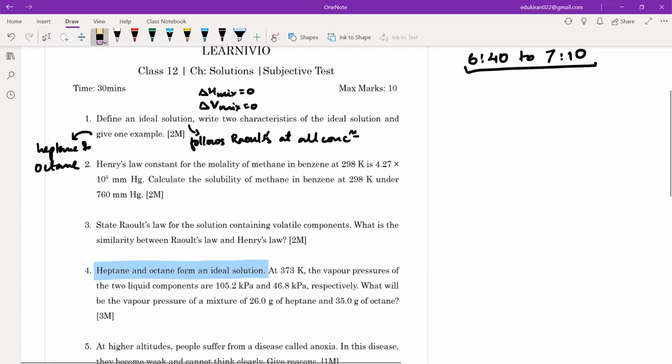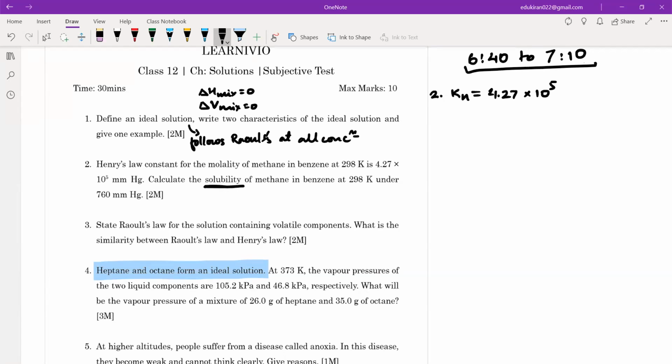Now, next is Henry's law constant for molality of methane in benzene is 4.27. That means in the second question they have given me KH, and the KH value is 4.27 into 10 to the power 5. Calculate the solubility of methane in benzene. So they are asking about solubility. Solubility means the amount of solute in solution, and that is concentration. The concentration in Henry's law is mole fraction, right?